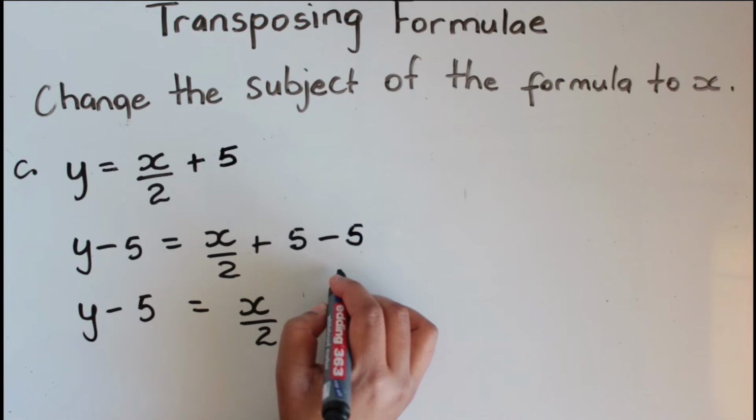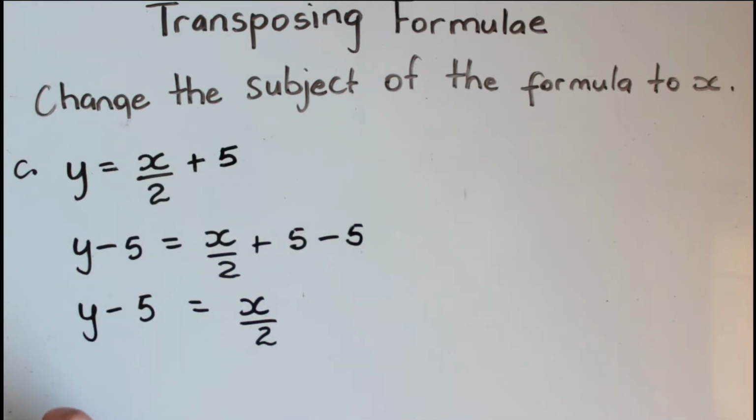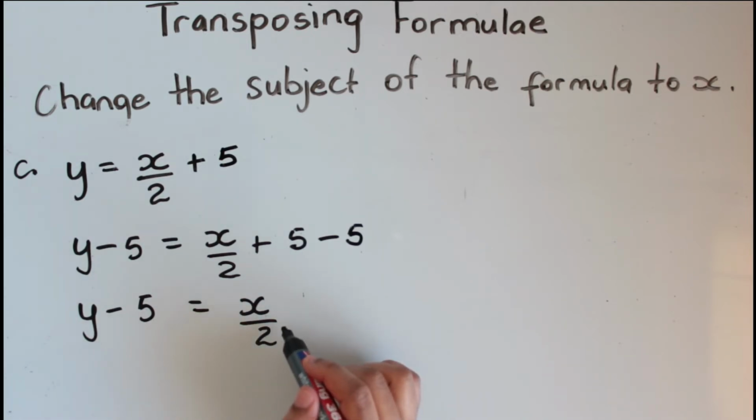Now I have y minus 5 is equal to x over 2. 5 minus 5 gives me 0, so I do not need to write it. Lovely. Now I need to get the x by itself. It's not by itself. I still need to get rid of that 2 in the denominator. So I need to do the inverse operation, which is to multiply both sides by 2, given that the x is being divided by 2.